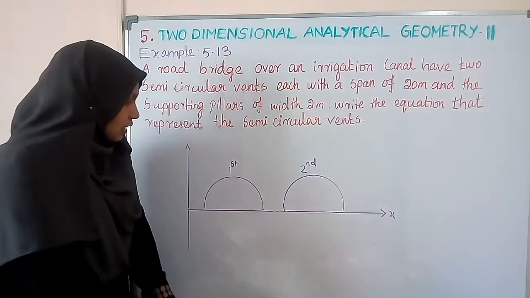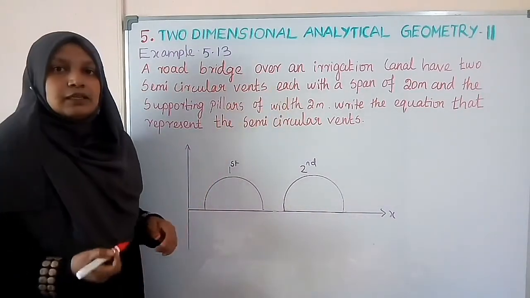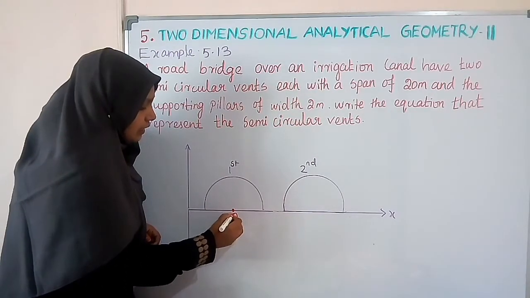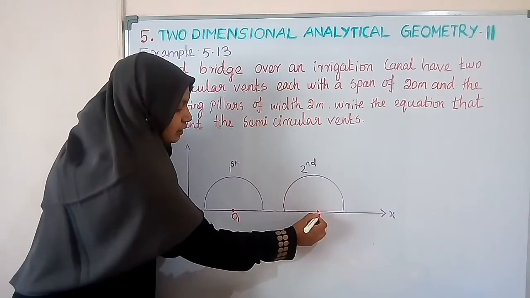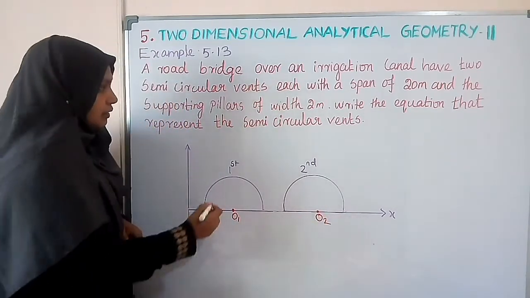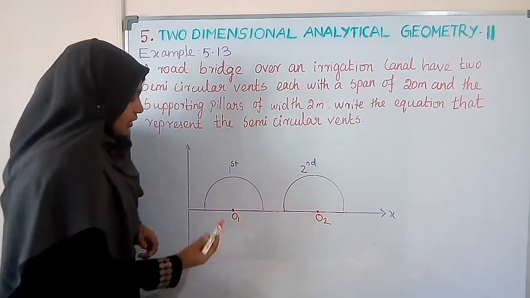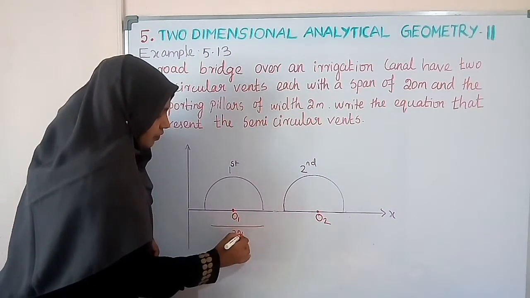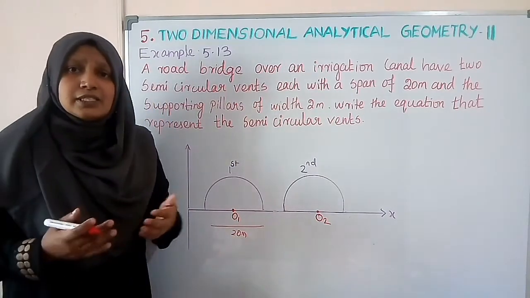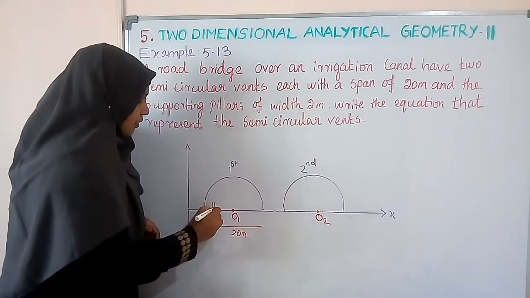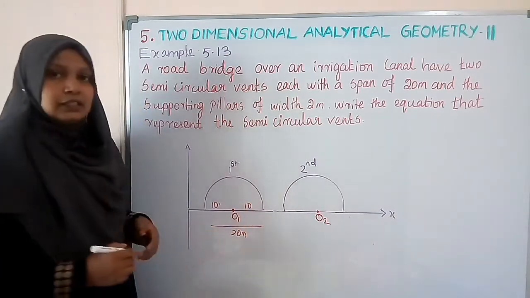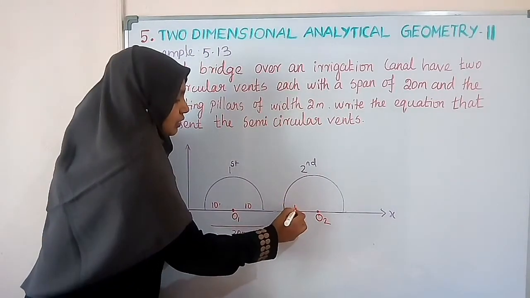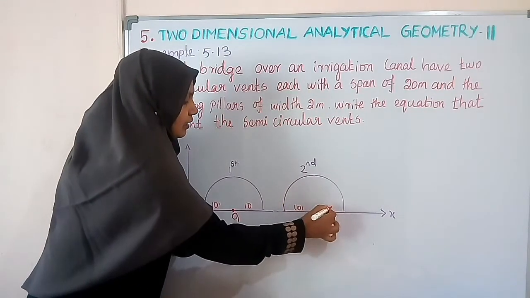So here I am marking the span. Span is nothing but the diameter. First we can mark the center O1 and the second center O2, and the span is 20 meters, given. So I mark it as 20 here. So diameter is 20 meters, which means it is easy to find the radius, 10 meters each. So on both sides I am marking 10 meters, and the second vent also has the same diameter, so we can mark the second one also 10, 10 each.